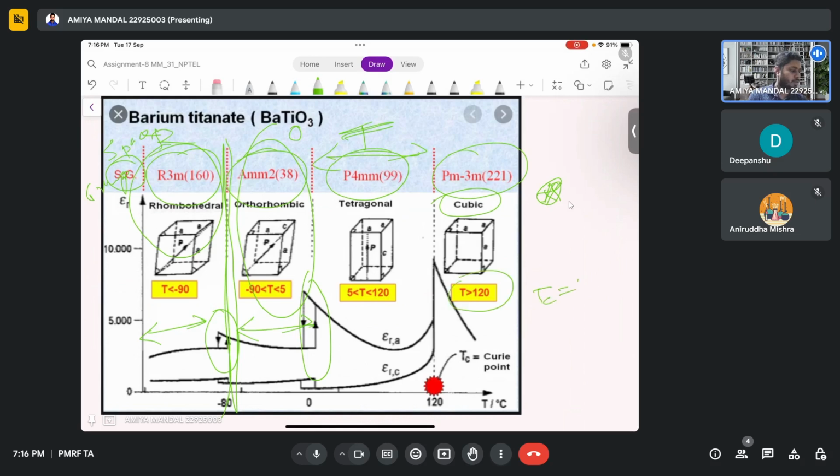So the TCs are 120 degrees, 5 degrees, and minus 90 degrees. Three TCs are found, and at the corresponding temperatures the dielectric constant is also increasing.